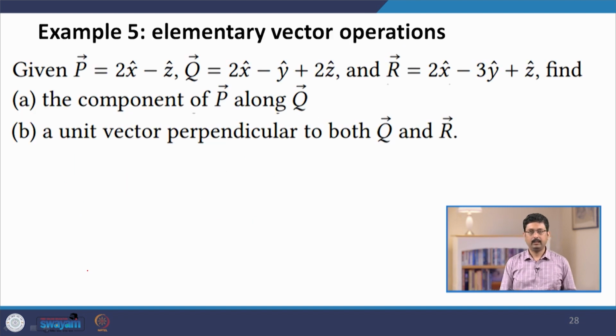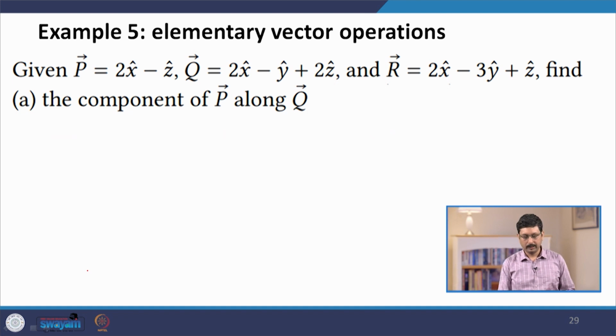So, let us take an example to understand this definition. Three vectors are given: p, q and r. Find the component of p along q and a unit vector perpendicular to both q and r.